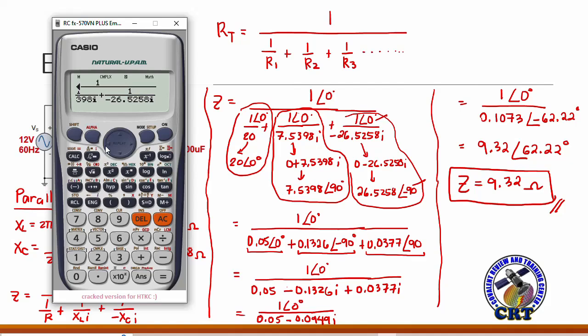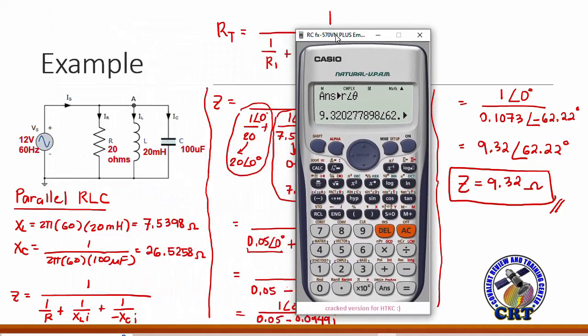After entering the required values, you don't have to convert going to rectangular, back to polar, then going to rectangular and back to polar. So this is the solution using the calculator complex mode. Just press equal sign, and the first answer is in rectangular form. Convert that to polar. So shift 2, 3. Press equal sign, and this is the answer for the impedance, 9.32.